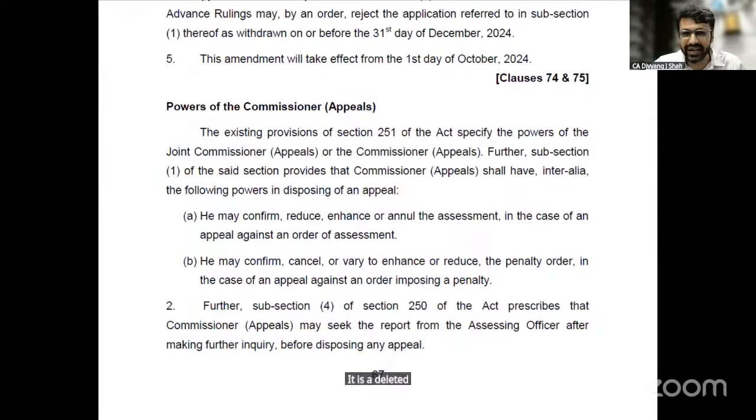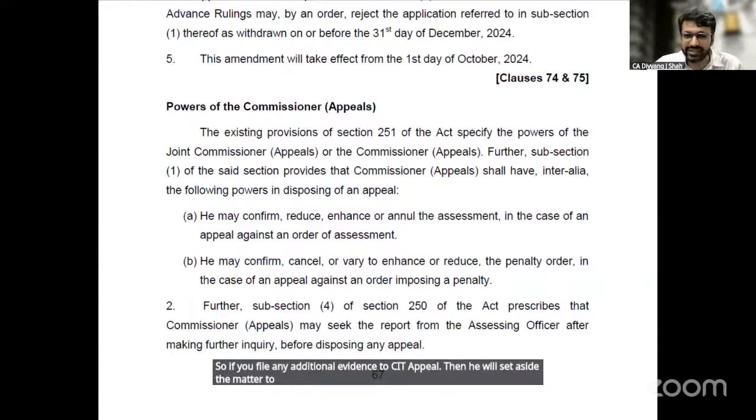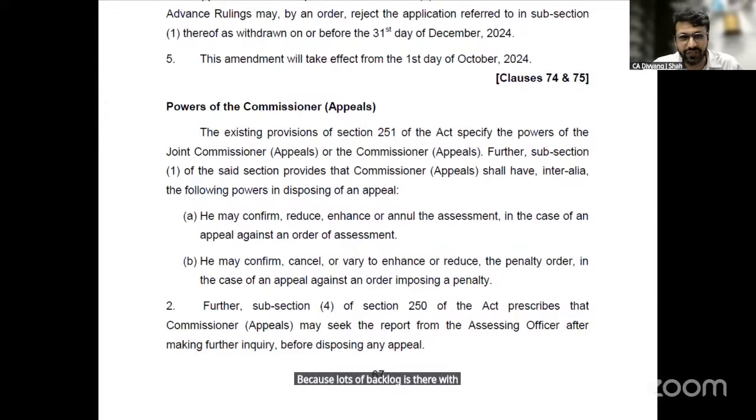But now CIT appeal has the power to set aside the matter. So if you file any additional evidence to CIT appeal, then he will set aside the matter to the file of the AO. That power is given and that is utilized very extensively by the CIT appeal because lots of backlog is there with the CIT appeal as of now in the faceless regime.